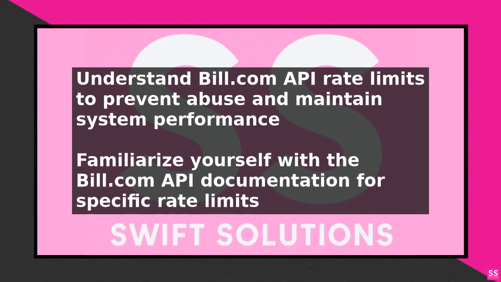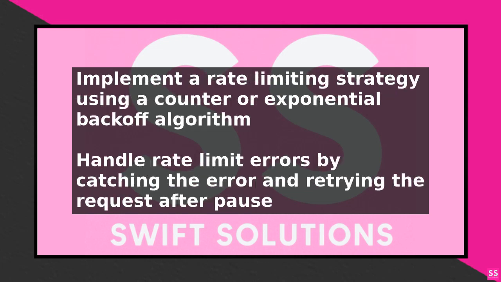per day. First, familiarize yourself with the Bill.com API documentation to know the specific rate limits for the endpoints you are using. The documentation provides detailed information on the allowed number of requests per time frame. Next, implement a rate limiting strategy in your application.